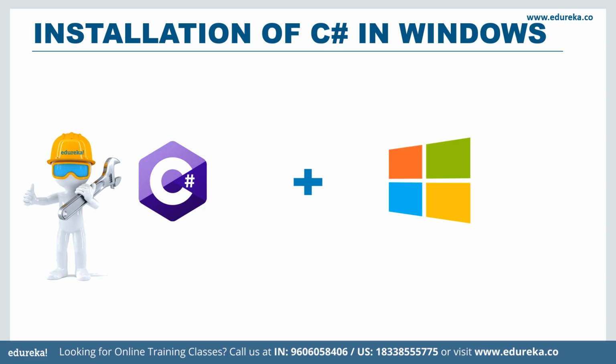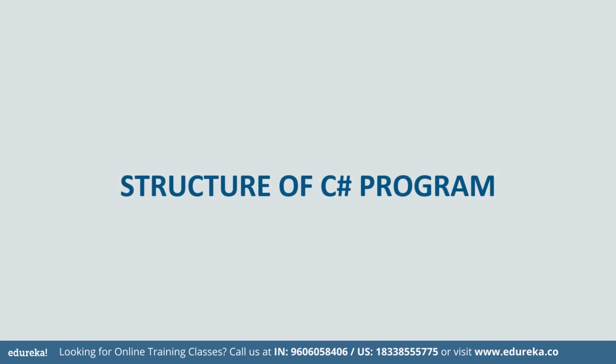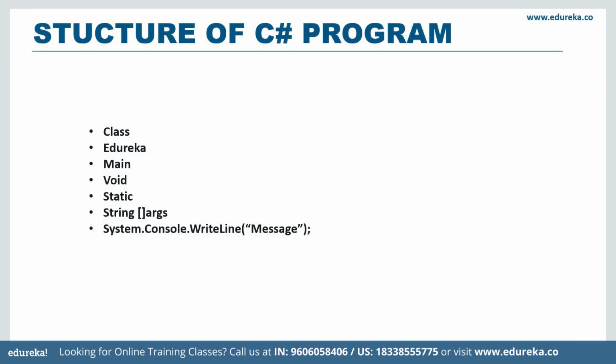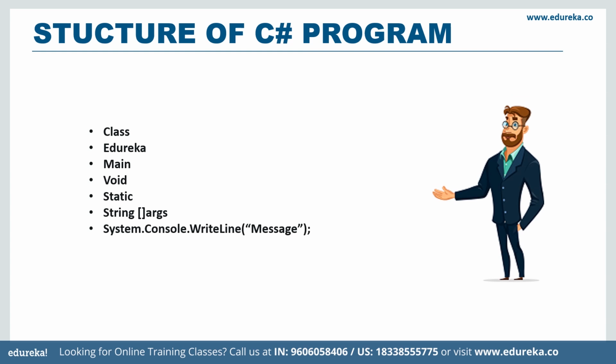After the successful installation of C#, the next topic in our tutorial for today is the structure of a C# program. The basic structure of a C# program has class, followed by the class name. Here we have given it as Edureka. Followed by that we have the main function, then the void data type, then the static keyword. Followed by that we have the string arguments, and then we have the print message.